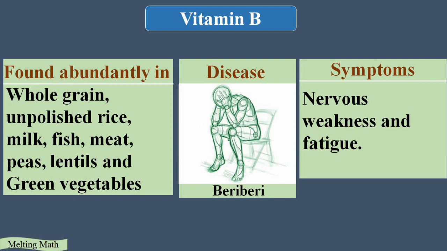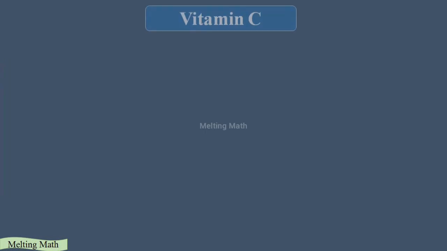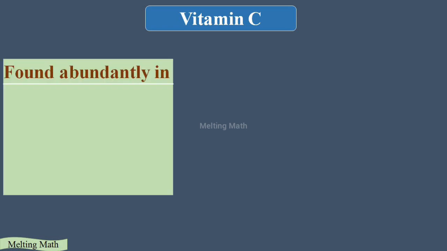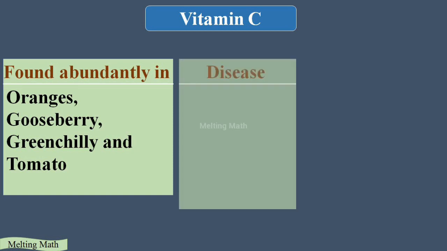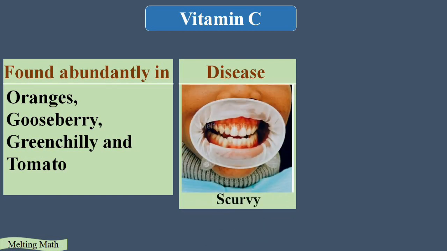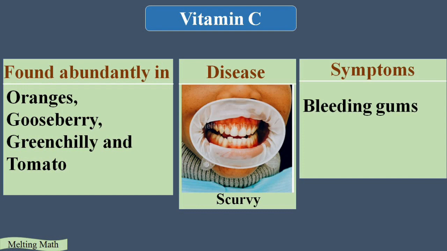Next, see about vitamin C. Vitamin C is found mostly in orange, gooseberries, green chili, tomato. If vitamin C is present in a lower amount in your body, what will happen? It causes the disease named scurvy. The symptom of this scurvy is bleeding gums. Okay, bleeding gums.